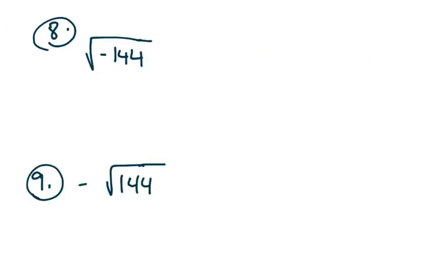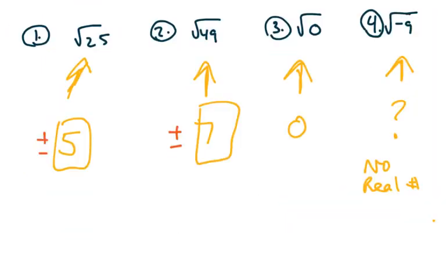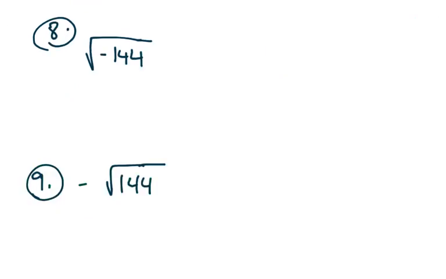Moving on to number 8. What is the square root of negative 144? So again, I want to stress, go back to number 4. We said the square root of negative 9 we can't do. So this one here, we can't do. I'm going to say that's the empty set under the reals. However, if the negative is on the outside, you take the square root of 144, which is 12, and then you just pop the negative on the outside.